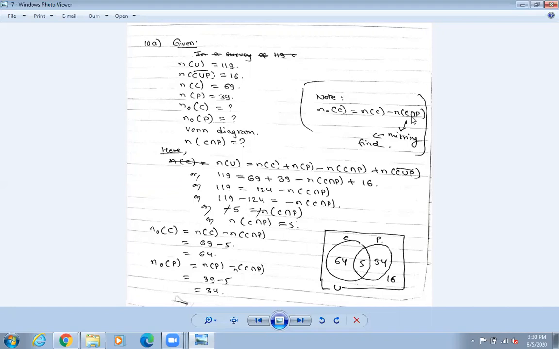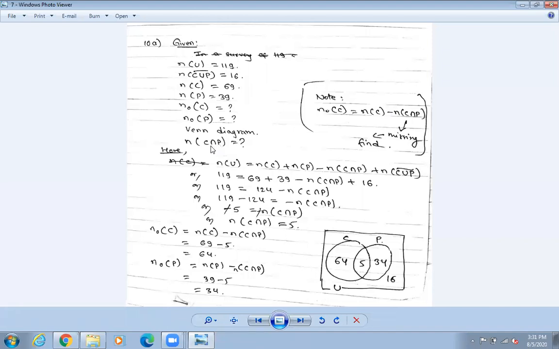What are the two words that will be given in the question? C and P are there. C intersection P, so we subtract the intersection. But is there an intersection or not? Oh my god, there is no intersection. So what do we need to do first? To find only C, we need the intersection also. The intersection is missing, so let us find the intersection first.